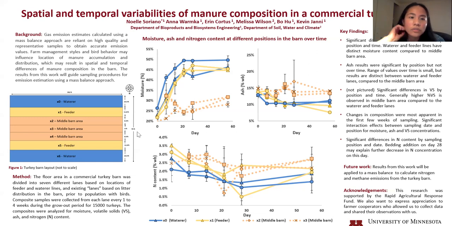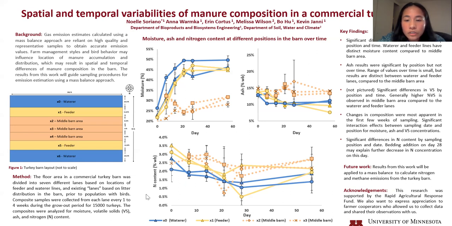The nitrogen results are depicted in this bottom graph over here. Here we observe a general decline in nitrogen concentration values in all lanes in the barn up to day 28. Then we see a positive trend between day 28 and day 56. It's also important to note that there was a bedding addition that occurred around day 28, which might further explain this decrease in the nitrogen concentration on that day.